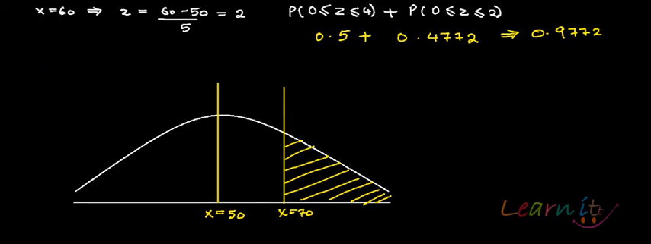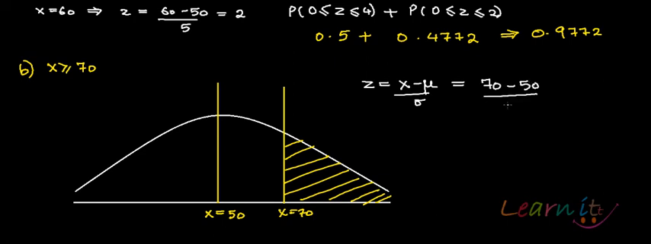So this is part B. X is greater than or equal to 70. So you will convert this into a standard normal variate. Your standard normal variate is given by z is equal to x minus mu upon standard deviation. X is what? 70. What is mu? Mu is 50, upon standard deviation, which is given to you as 5. So that is 20 upon 5, which is 4. Fine. So in terms of standard normal variate, this is 4 and this is 0.